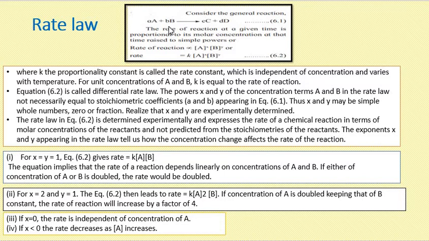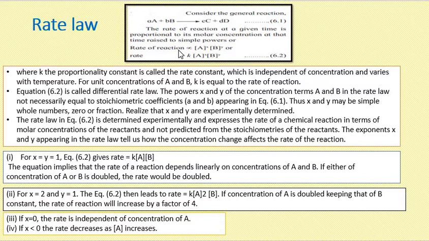The value of x and y may be 0, it may be a whole number, it may be a fraction also. The values of x and y are determined by experiments only. The rate law is determined experimentally and expresses the rate of a chemical reaction in terms of the molar concentration of the reactants, not predicted from the stoichiometry of the reactants. The exponents x and y in the rate law will tell us how a concentration change affects the rate of reaction.